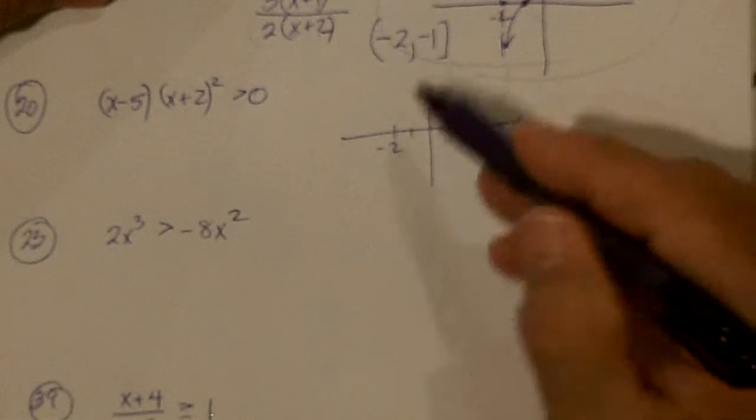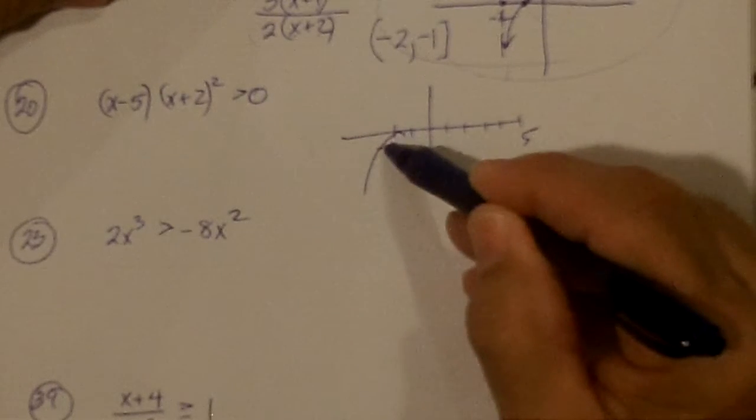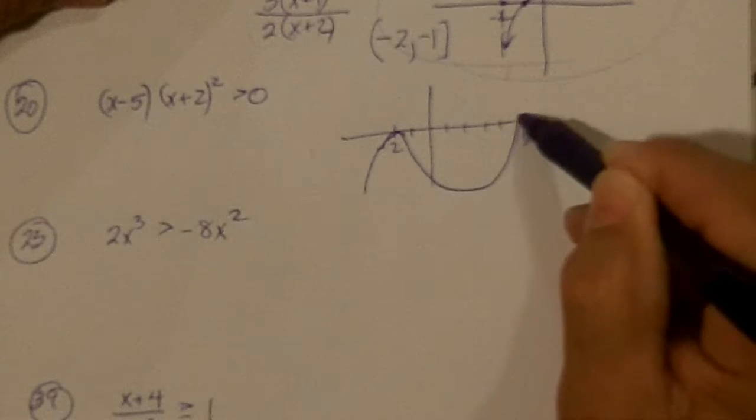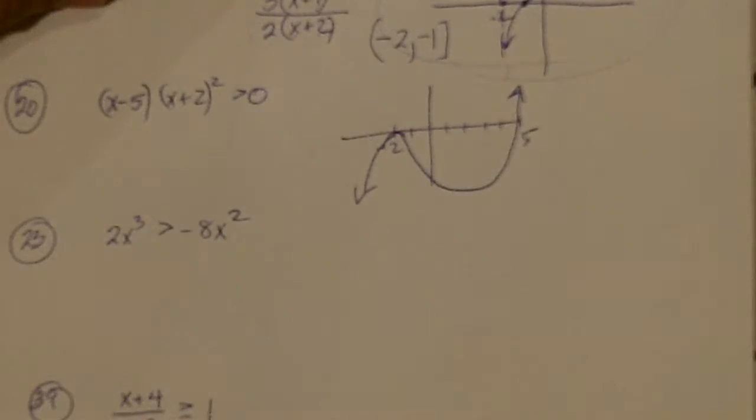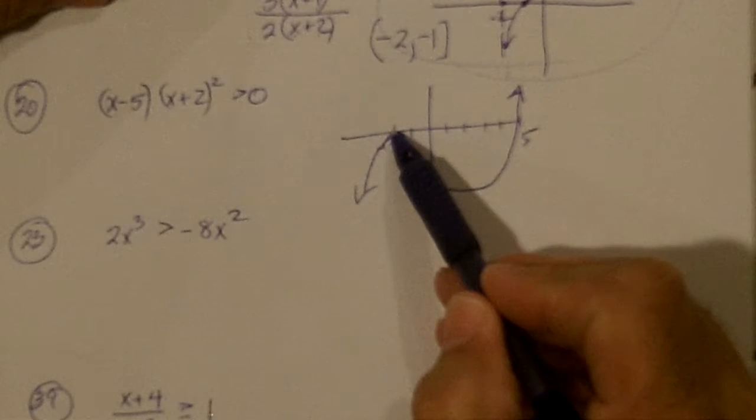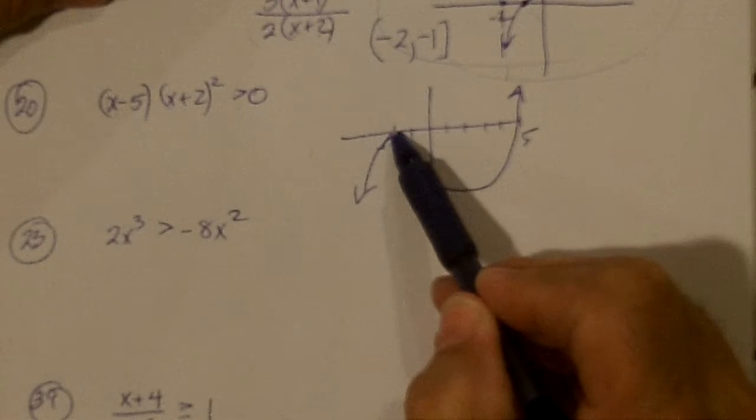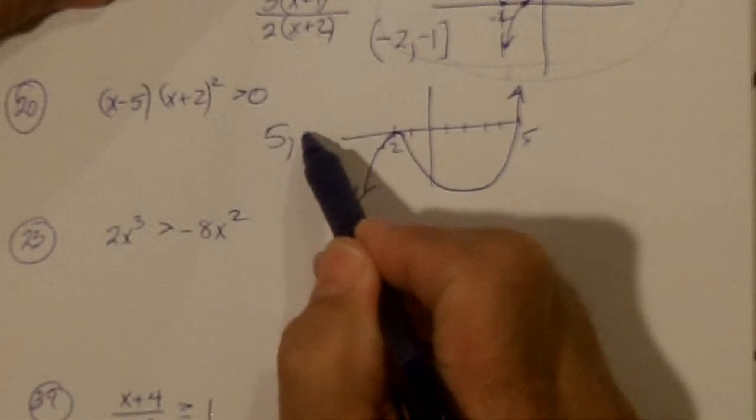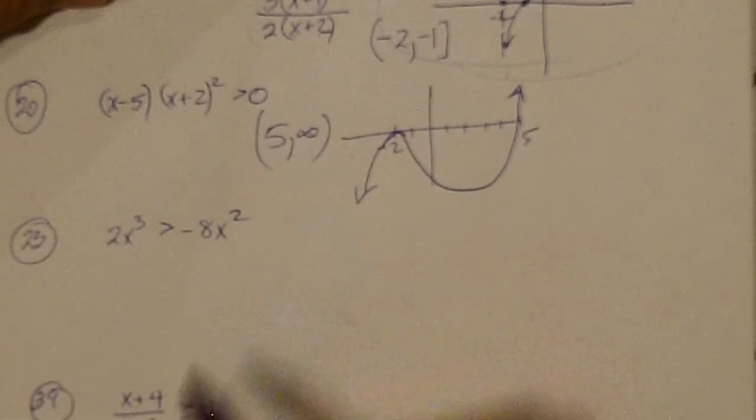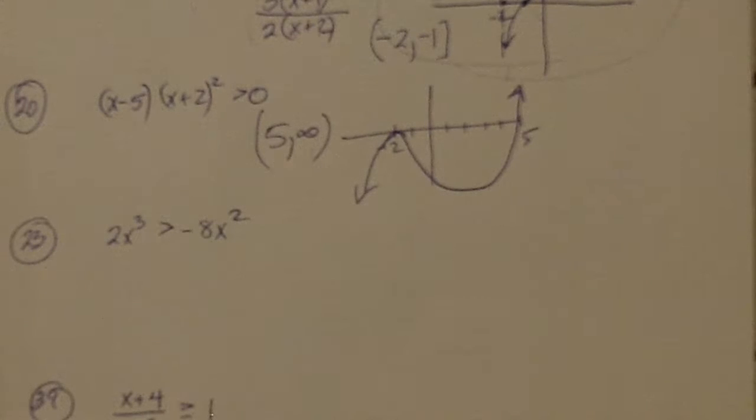And if it bounces at -2, it's got to look like bounce there, then go down and go back up through 5. If we want it greater than 0, well, at the bounce it's not greater than 0, it just reaches 0, so it's equal there. So it would be from 5 and up, and not 5, because that would make it equal.